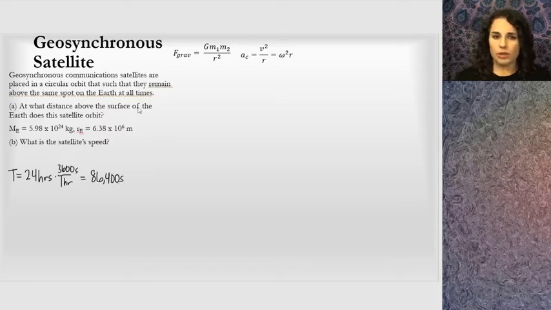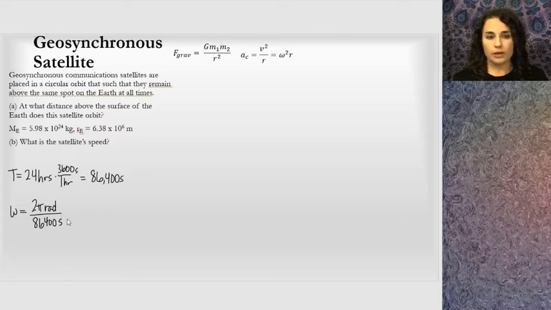And why did I find period? Well, I mentioned before that we have centripetal acceleration. So now I can write an expression for the omega that goes into the centripetal acceleration. It'll be 2 pi radians over this 86,400 seconds. I'm not going to calculate this exactly. I'm just going to keep it here as I use the equations and need it in the problem.